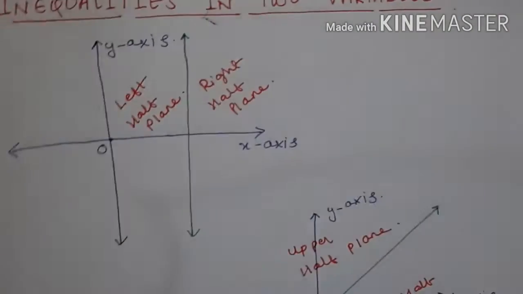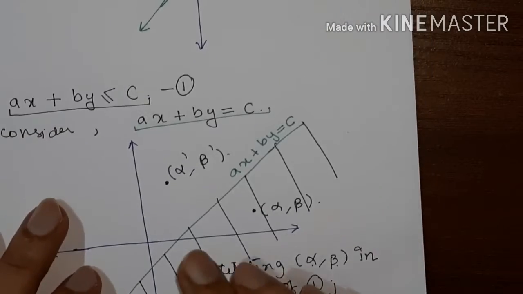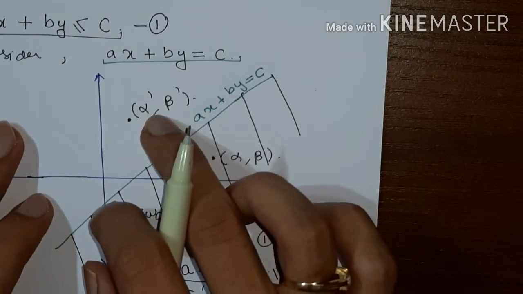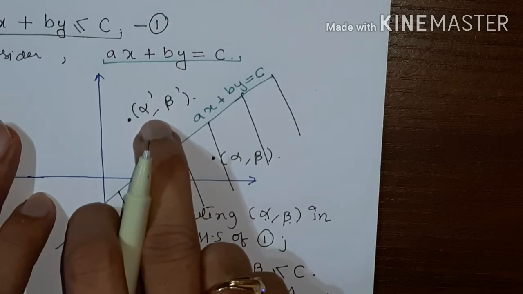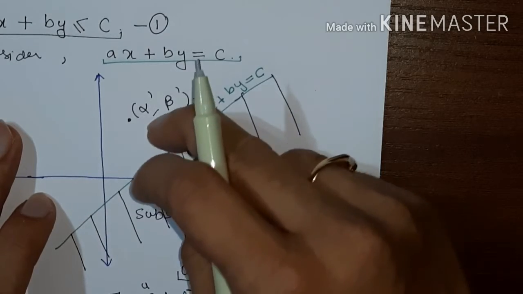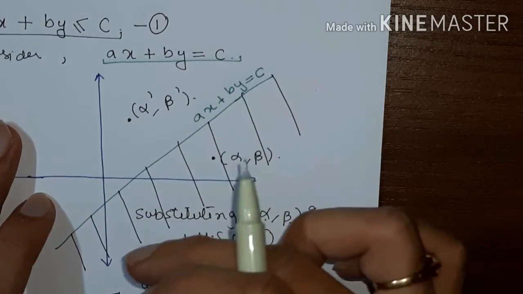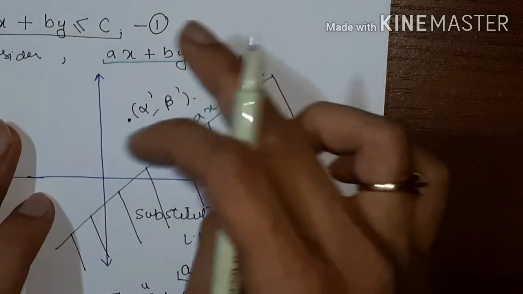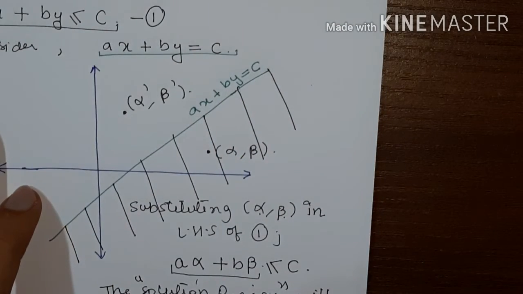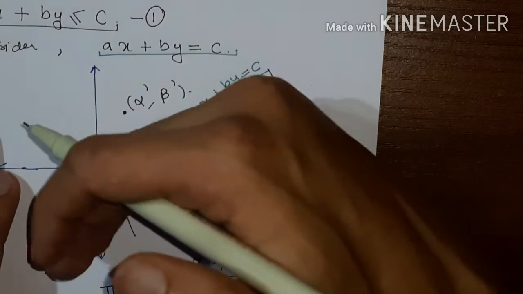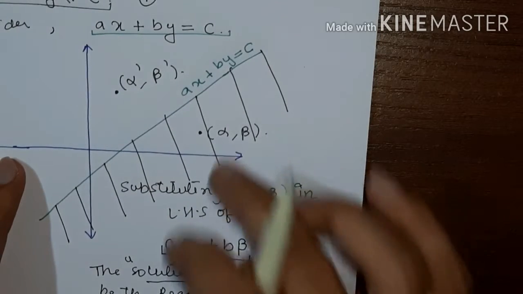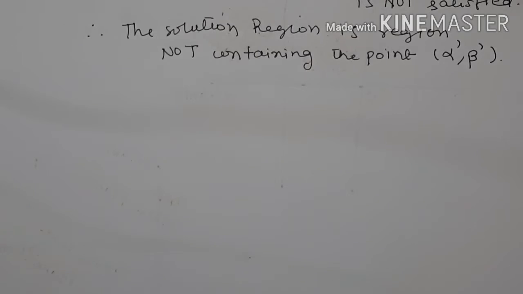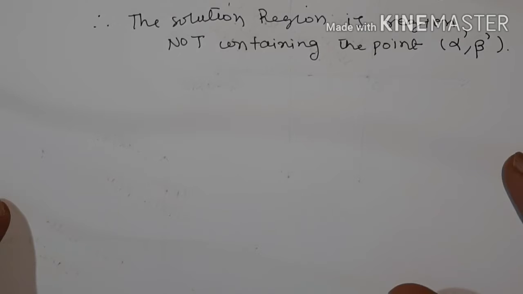So now if you look at the coordinate axis here, alpha prime comma beta prime is in this region. So since the inequality is not satisfied, that means the region will be that half plane, okay, which does not contain this point alpha prime comma beta prime. Which is that half plane? That is this, okay. So again you see that you get the same solution region. Okay, now let us look at some examples, and see how to solve them.